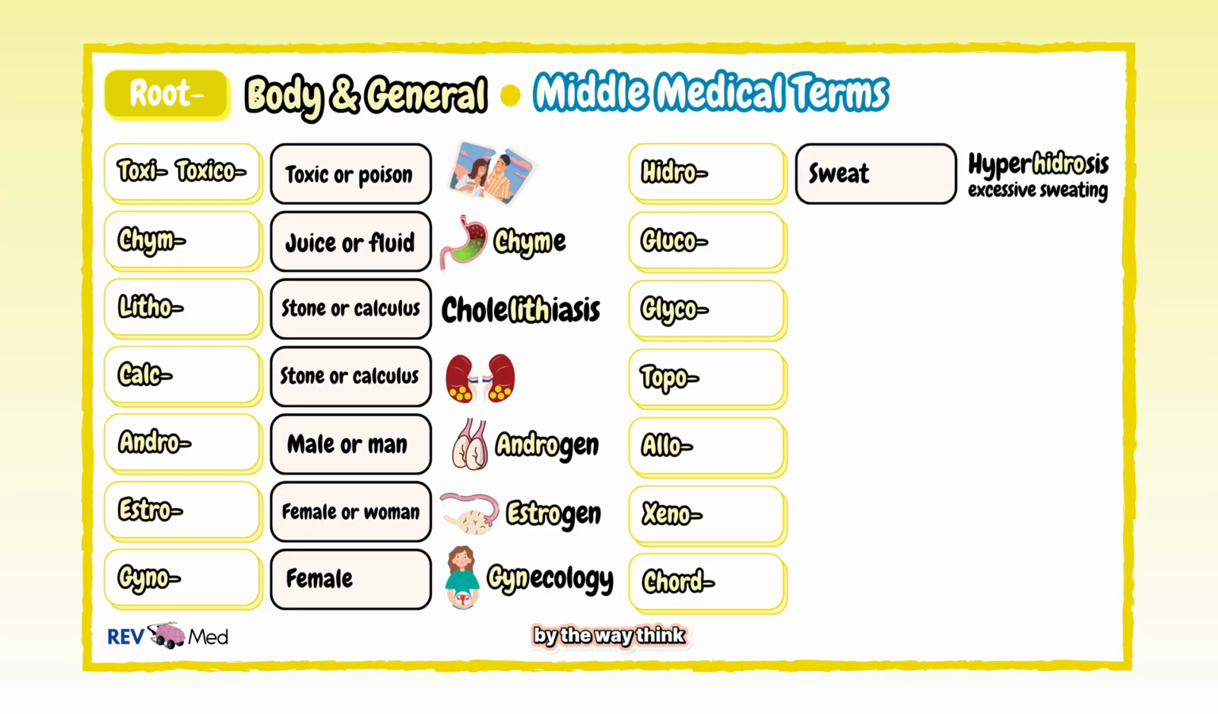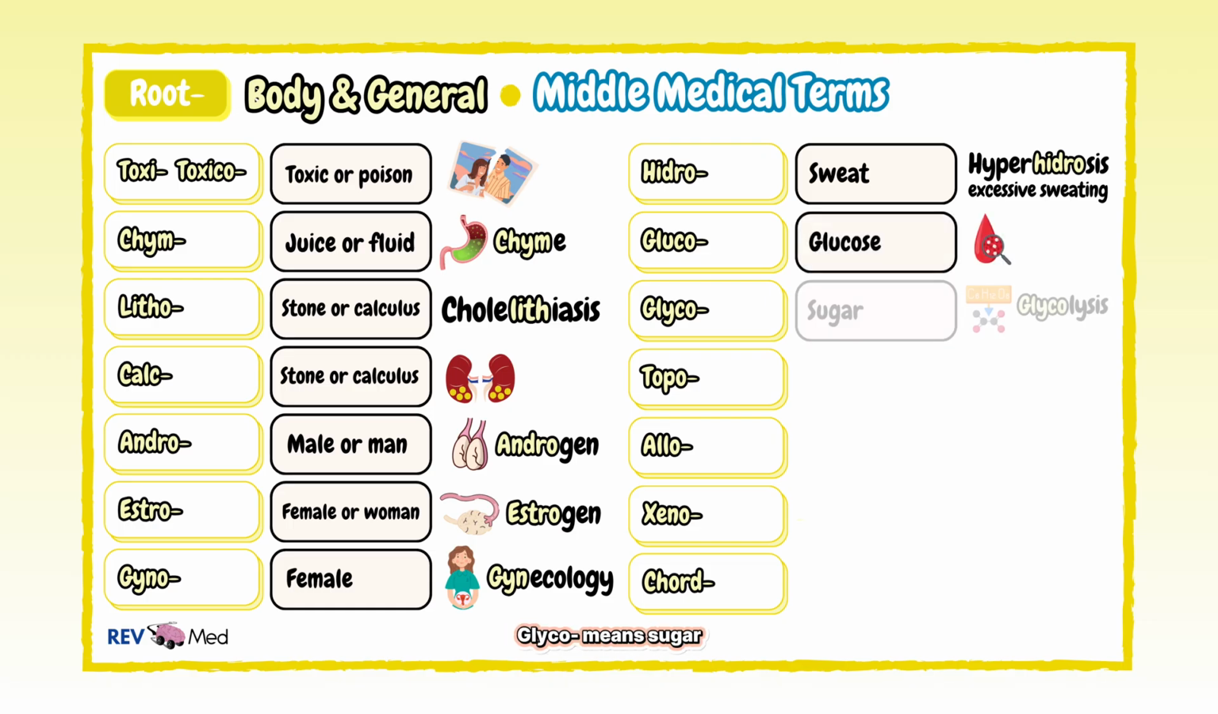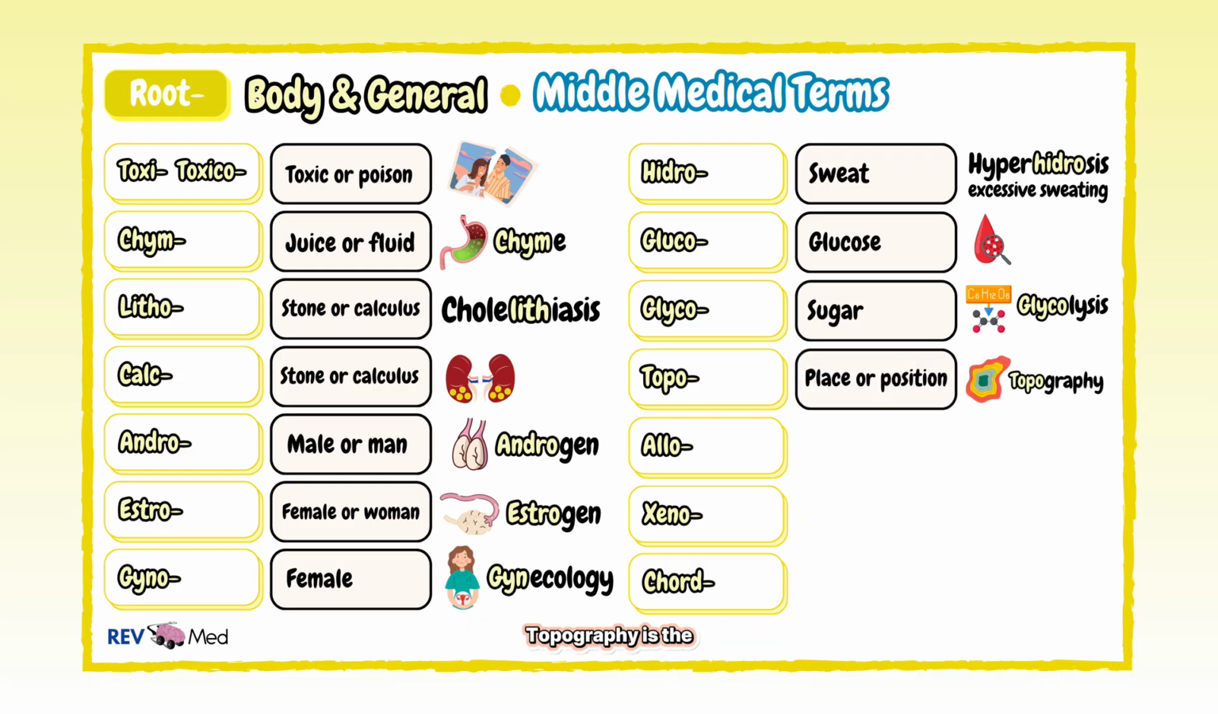Hydro just means sweat, by the way. Think hyperhidrosis, which means excessive sweating. It also has the word hydro in it to remind you of watery, sweaty. Gluco means glucose. Glyco means sugar. Think of glycolysis, the breakdown of sugar or glucose. Topo refers to place or position. Topography is the arrangement of physical features of an area.